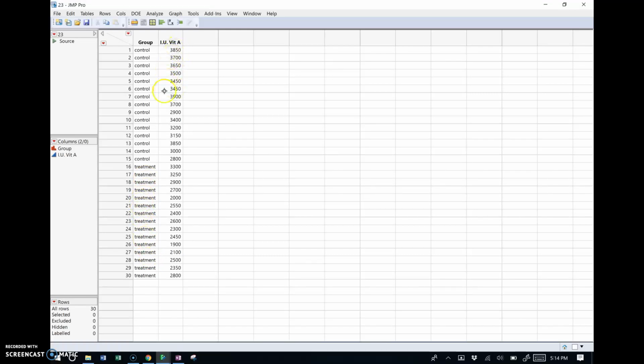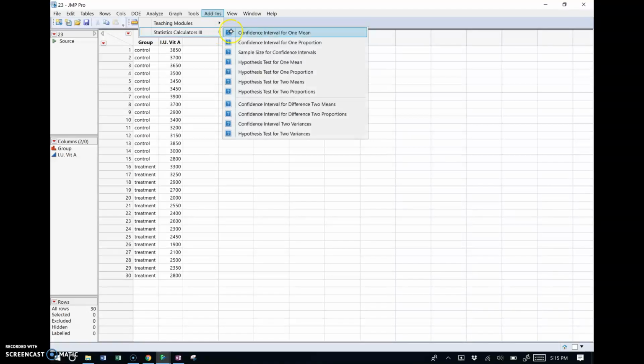And if I look at all these control results, the majority of them are in the 3000s. So I would suspect the mean of that to be in the 3000s. And if you look at all the treatment groups, the majority, not all of them, but the majority of them are somewhere in the 2000s. So I would expect the mean for that to be in the 2000s. So when I run this test in JMP, I'll be able to tell who's who by looking at that. If it doesn't label it for me, I forget how it looks. All right, so let's go to Add-Ins, Statistical Calculators. Remember, we have calculators that do this for us. Hypothesis test for two means.